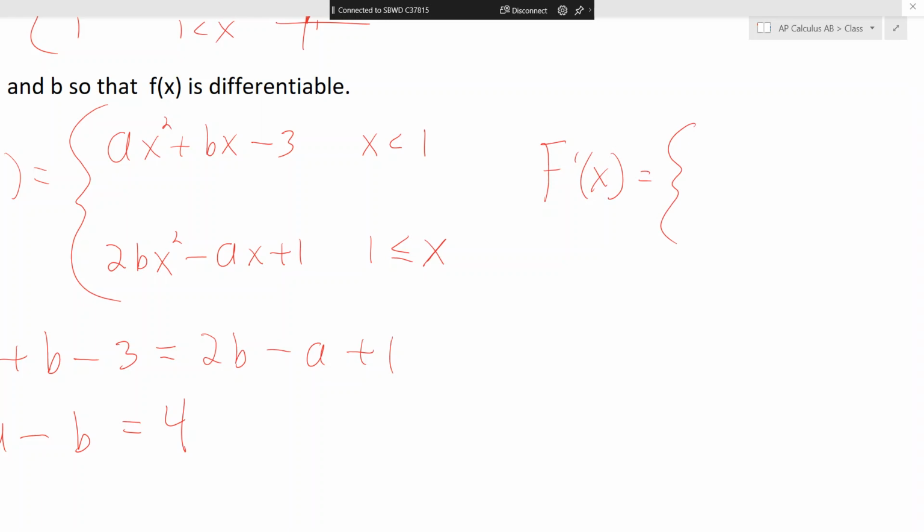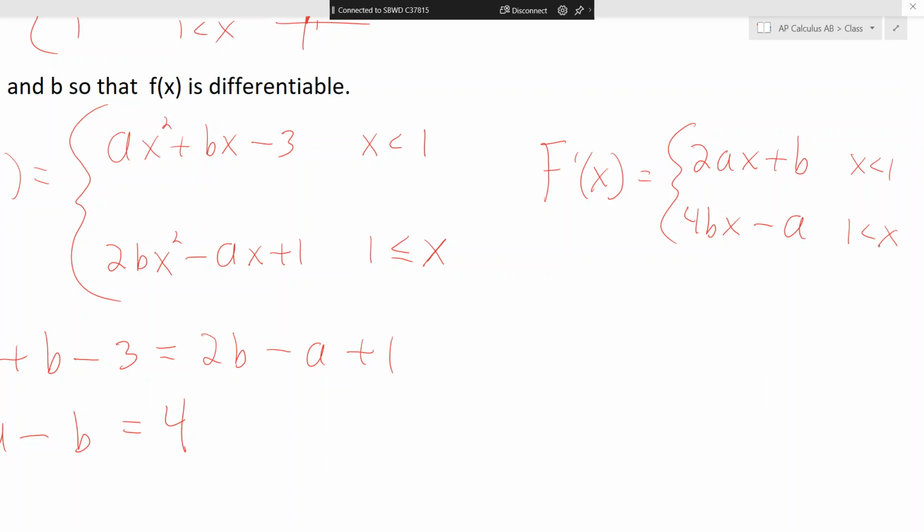Like, they just go away. We could derive them, right? Or if it's a number with x, it just becomes that number. So the derivative of ax squared is 2ax. The derivative of bx is b. The derivative of 2bx squared is 4bx. And the derivative of minus ax is minus a. And the constants go away. And the first one is still defined for x less than 1, and the second's for x greater than 1. Woo-hoo.